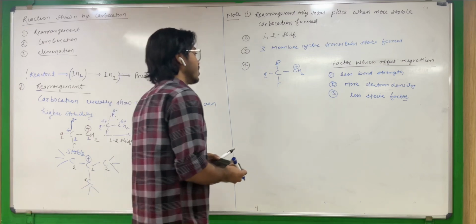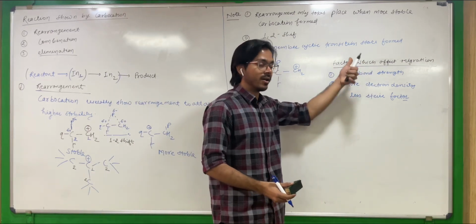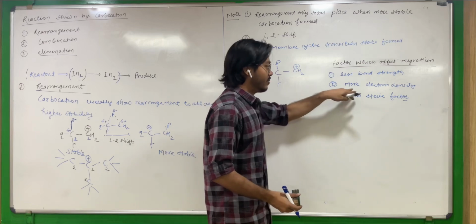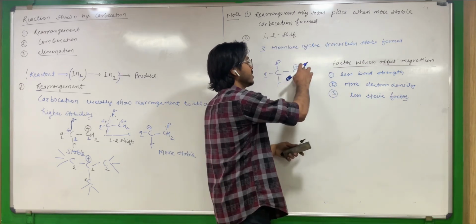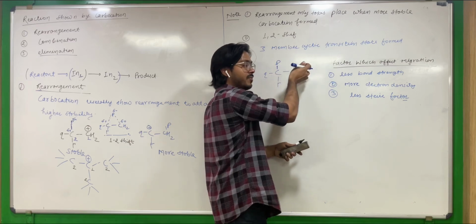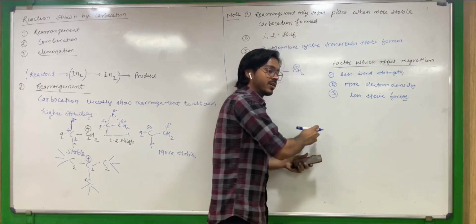So the factors which affect migration are, first, less bond strength. If bond strength is less, then it is easy for migration between P, Q and R. Then more electron density. If more electron density is present, then since this is a positive charge, it will be easy to migrate. And then the steric factor, which should be less.